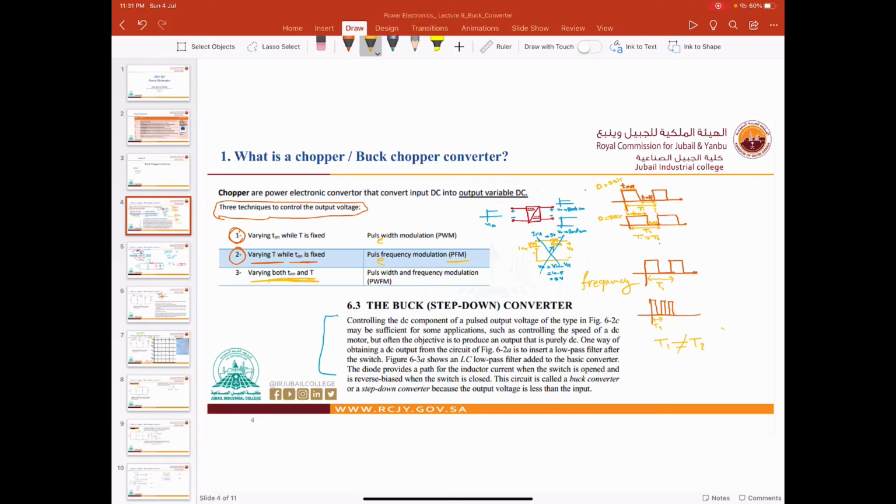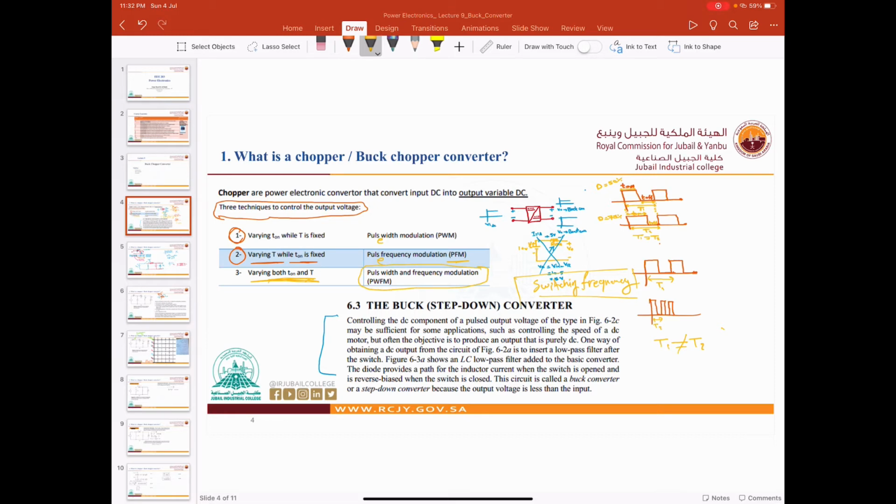This is called switching frequency. What do I mean by switching frequency? Switching frequency means how fast the switch turns on and off. Let's say the switch turns on and off at 200 hertz. This is a very huge speed, right? So the speed of on and off is called switching frequency. This is what we have in the lab.